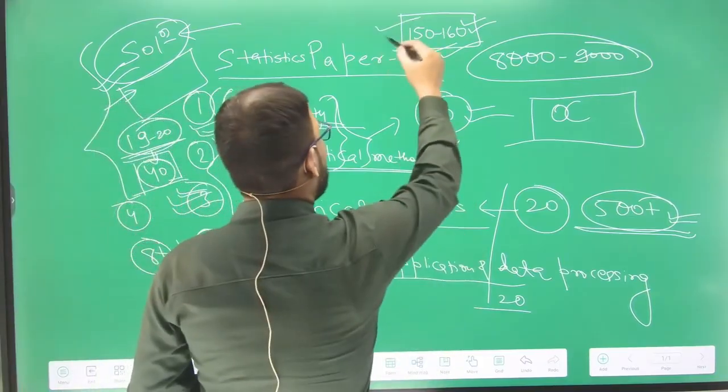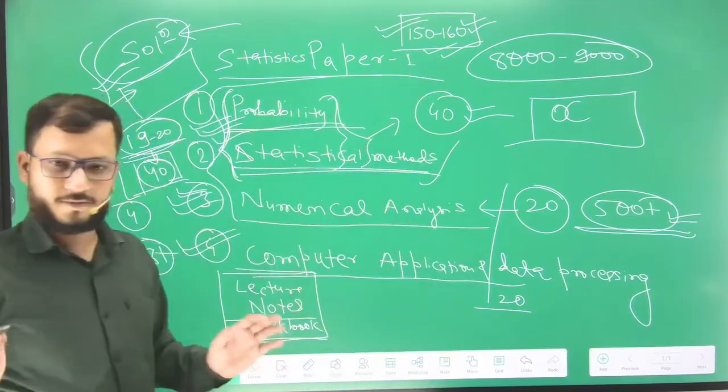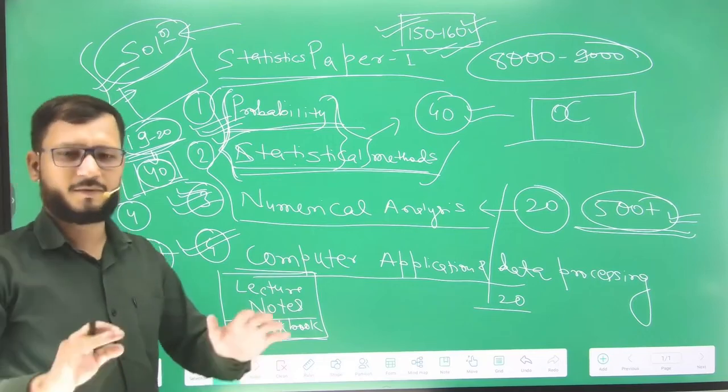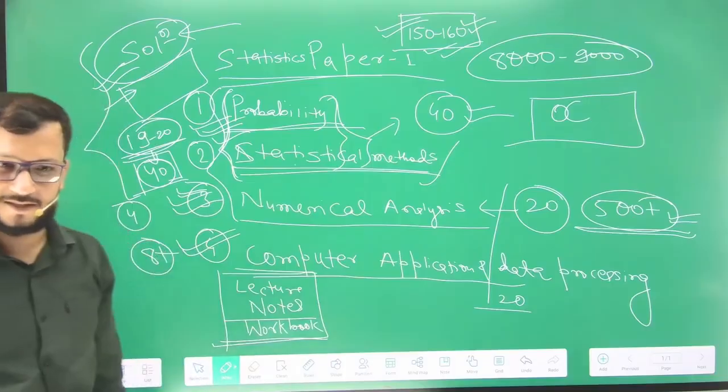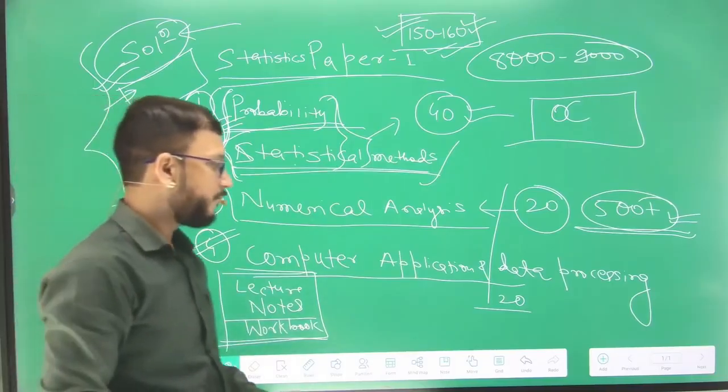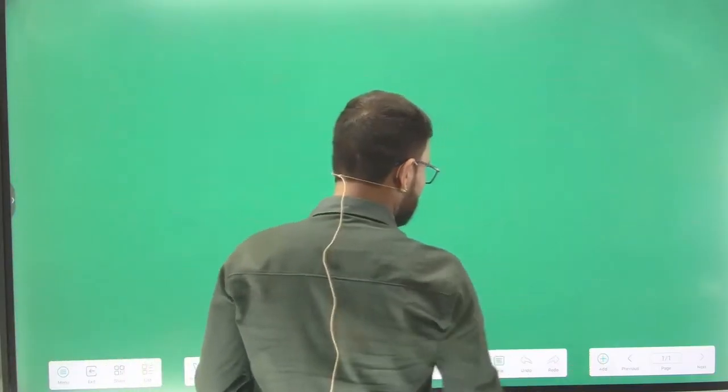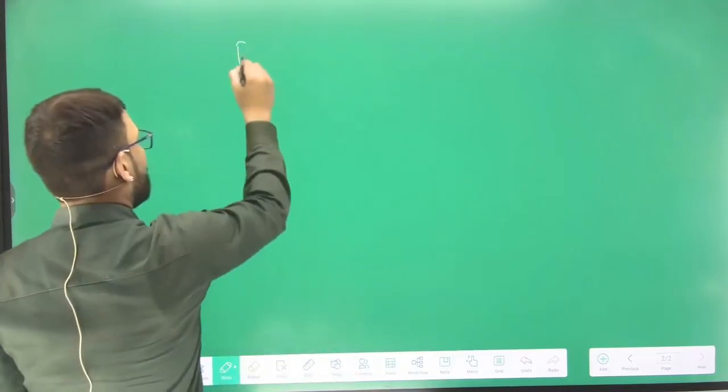So our target for paper 1 is at least 150, and 160 if more than that comes, that's good. Got the point? But it's not easy to get 160 plus. It will not be easy. Now next is paper 2.